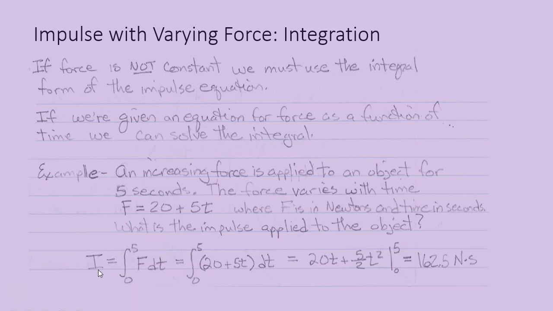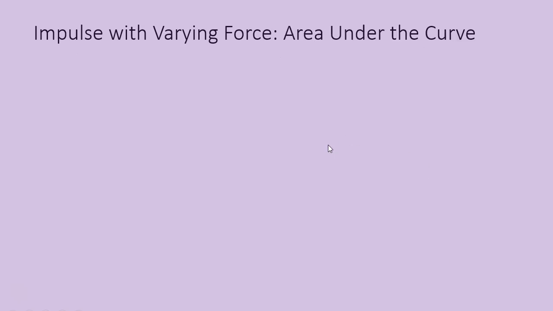We need to set up our integral. The impulse is equal to the integral of F dt evaluated from 0 to 5 seconds. We're going to substitute our expression for the varying force, and we're going to integrate that expression, and we come up with 162.5 newton-seconds.